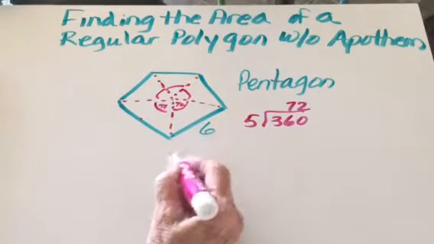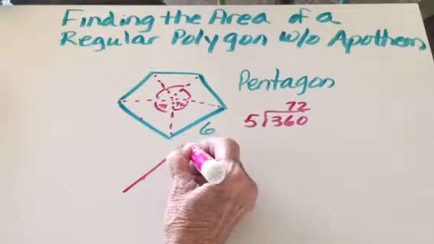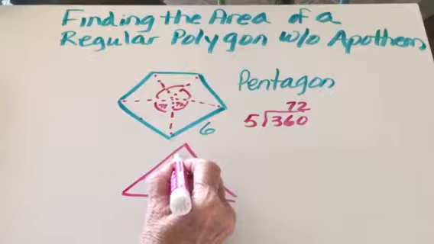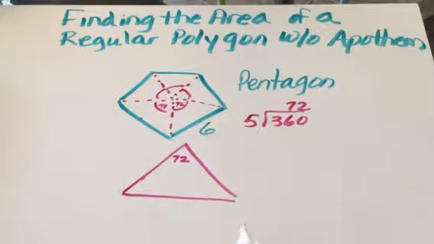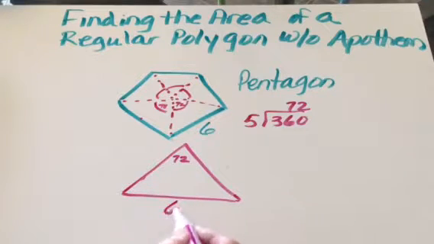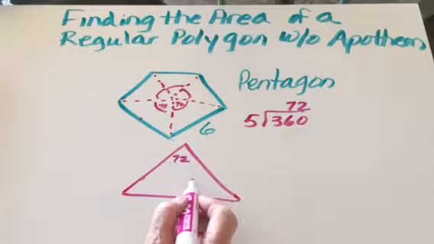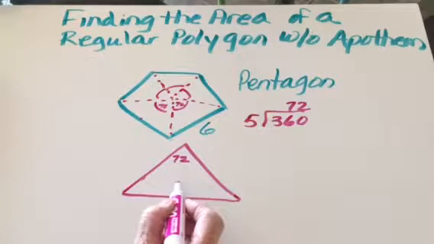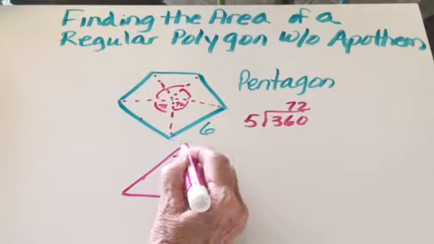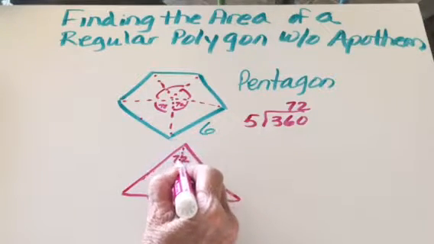All right. So let me draw it down here a minute. I'll take one of these triangles out. This is 72 degrees. I already know that this length is 6. All right, so far so good? Well, if I could know the area of that triangle and just multiply it by 5, I'd have it, wouldn't I?